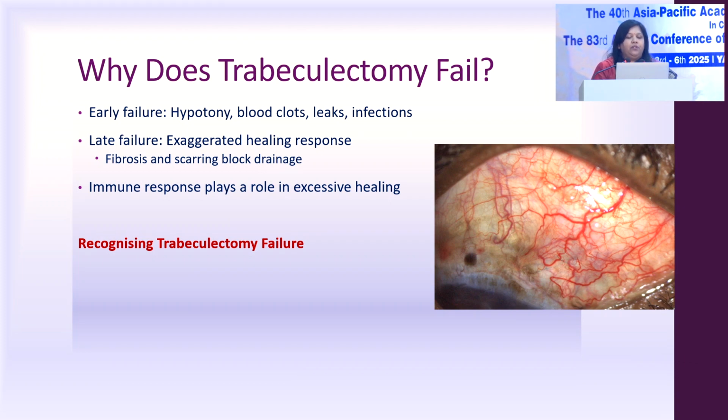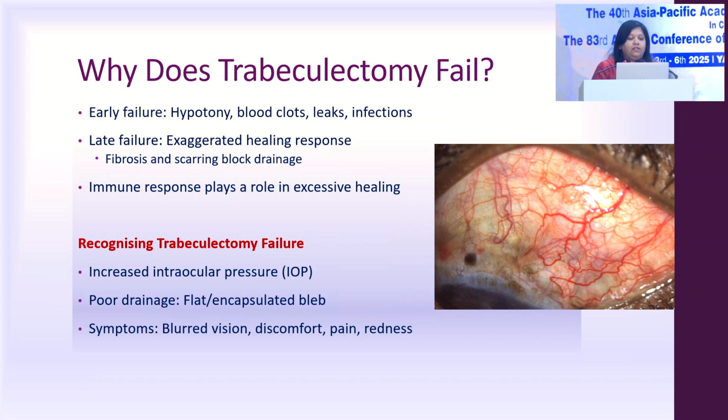So why does a trab fail? Early failure may be attributed to hypotony, blood clots, leaks, and infections. Late failure may be due to an exaggerated healing response, that is fibrosis and scarring that block the drainage. And of course, the immune response plays a role in excessive healing, particularly in inflammatory glaucomas and in young patients.